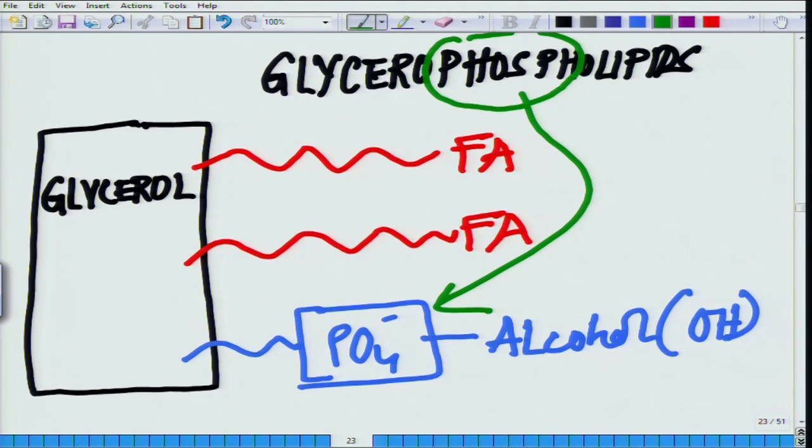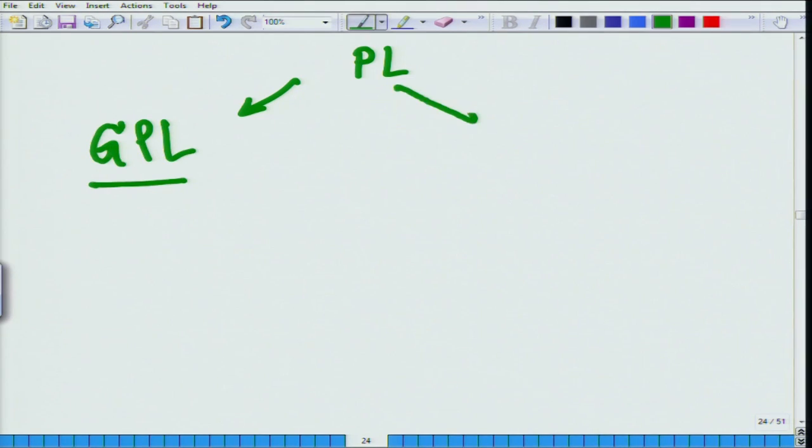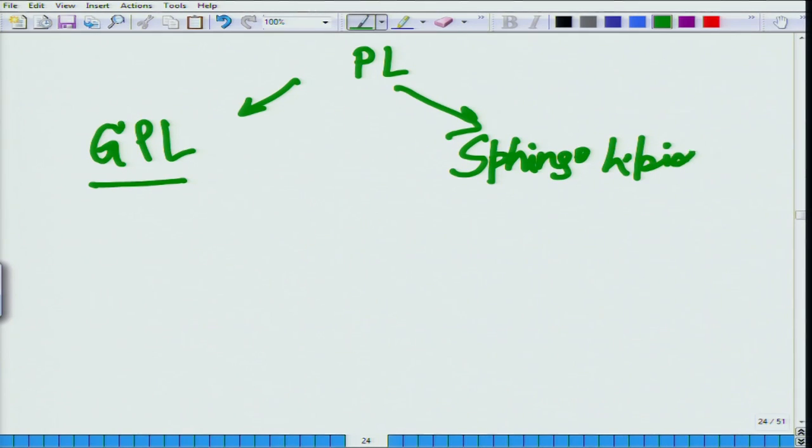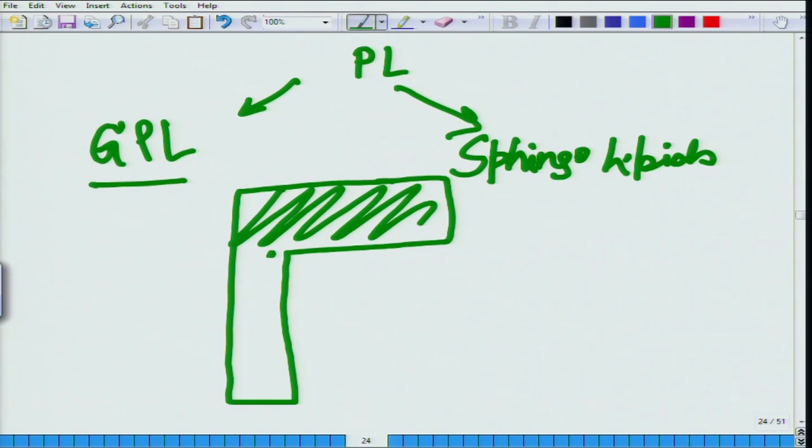Next, we will go talk about the sphingolipids in that class. Under the class of phospholipids, we talked about glycerophospholipids, GPL. Now, we will talk about sphingolipids. What are sphingolipids? Sphingolipids have a very similar structure. I'll draw the structure of the sphingosine moiety that will help you to understand. So, this is the sphingosine moiety which I have drawn now, and I'll draw exactly the chemical nature of it, how that looks, okay?